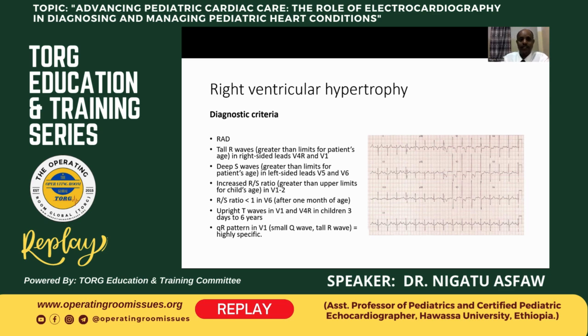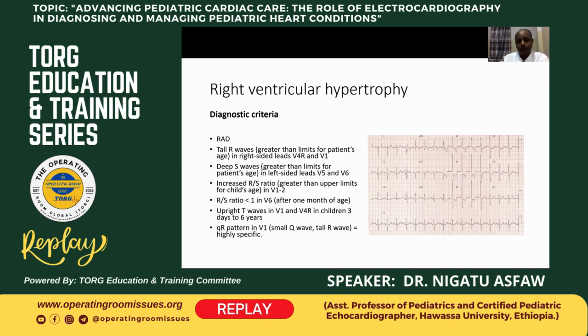right side leads. That means V4R and V1, and deep S wave in the left-sided leads, V5 and V6. And there will be increased RS ratio in right precordial leads, that's V1 and V2, and RS ratio will be less than 1 in V6. So there is deep S wave. And there may be upright T wave in V1 and V4 in children 3 days to 6 years, in which we expect normal downward deflection.